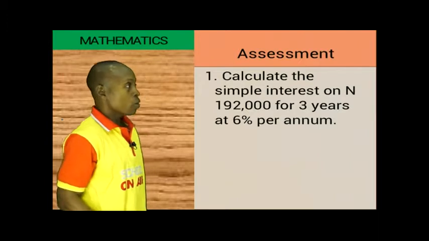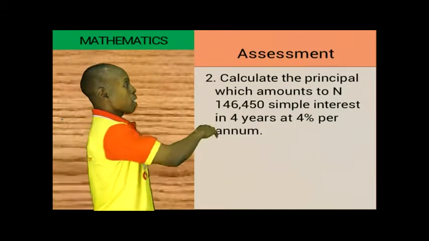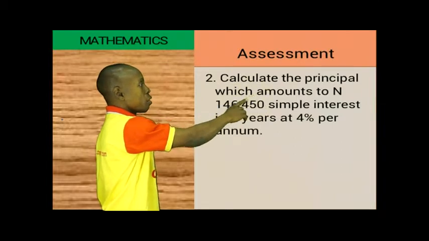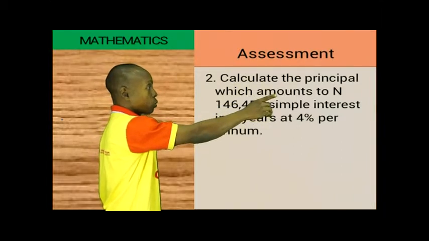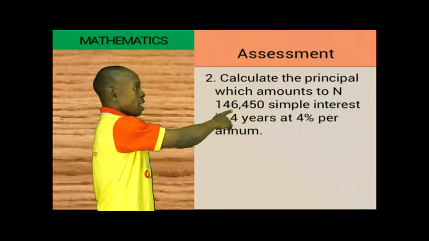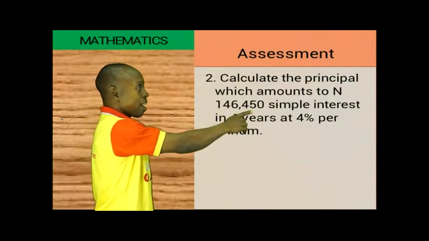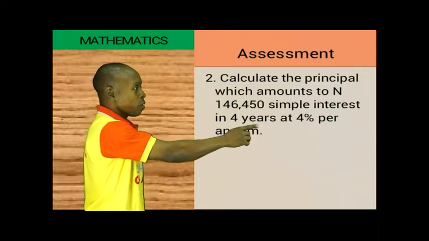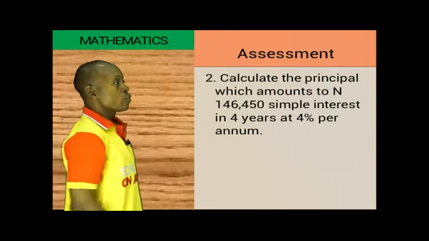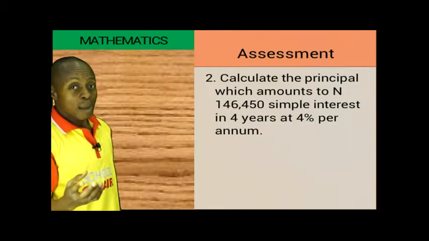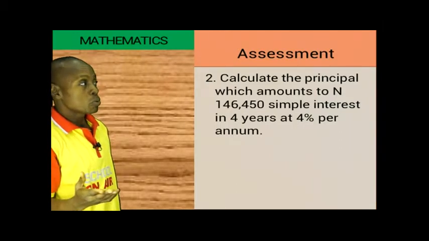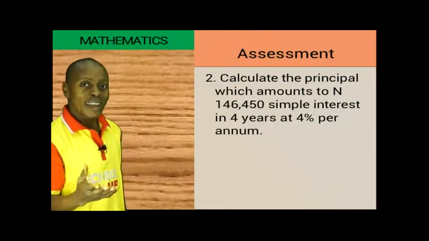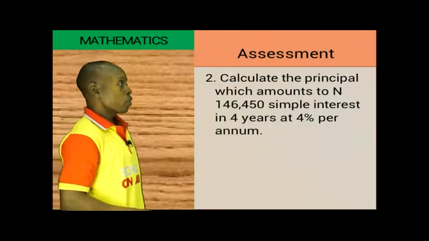That's the first question. The second question is you have to calculate the principal. Calculate the principal, which amounts to 146,450 naira simple interest in 4 years at 4% per annum. So what will be the principal? What is that principal that will amount to this at the end of 4 years at 4% per annum? That's what you have to get.